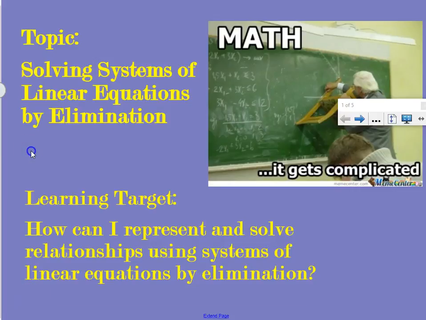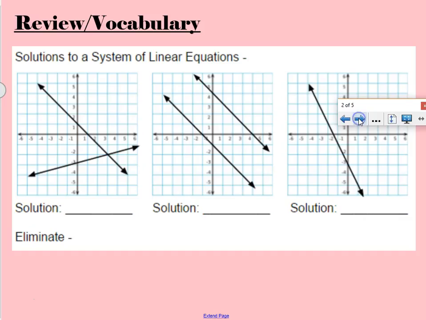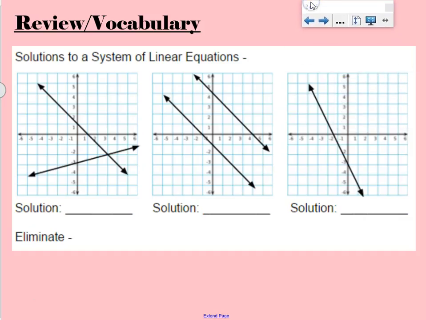Today our topic is solving systems of linear equations by elimination. Learning target: how can I represent and solve relationships using systems of linear equations by elimination? Vocabulary and some review. Solutions to a system of linear equations.